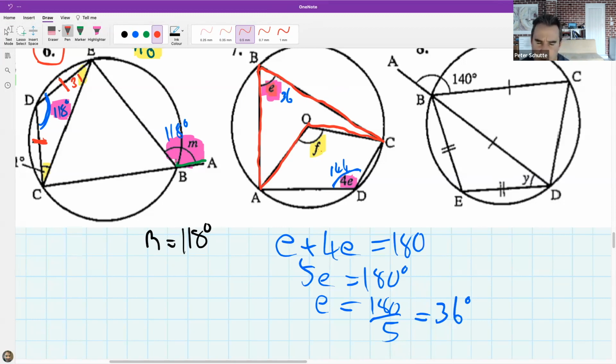What can they add up to? I forgot the theorem, but F is double E.